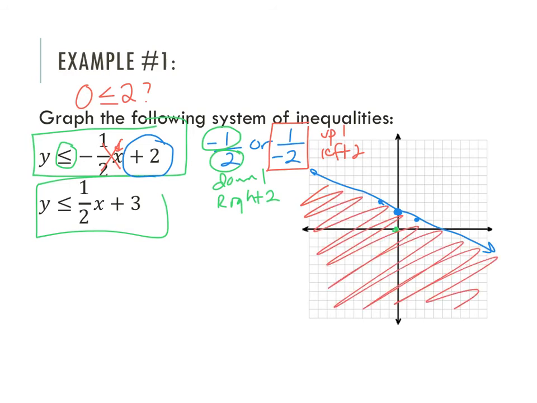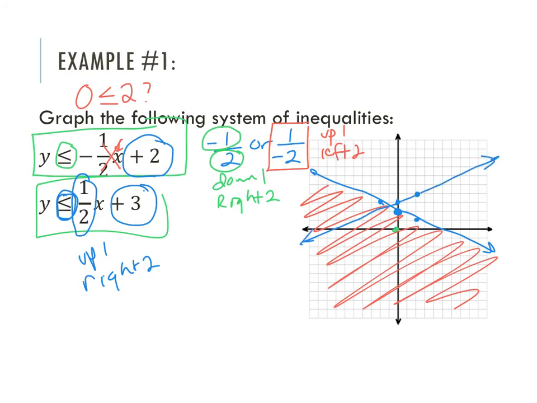And now if I deal with the second equation separately, and so I graph, let's say, the positive 3 would be the y-intercept here. And since the slope is positive 1/2, that would be up 1, right 2. And so up 1, right 2 would be another point. Here, another solid line because of the equal to. So there's the equation of that line.